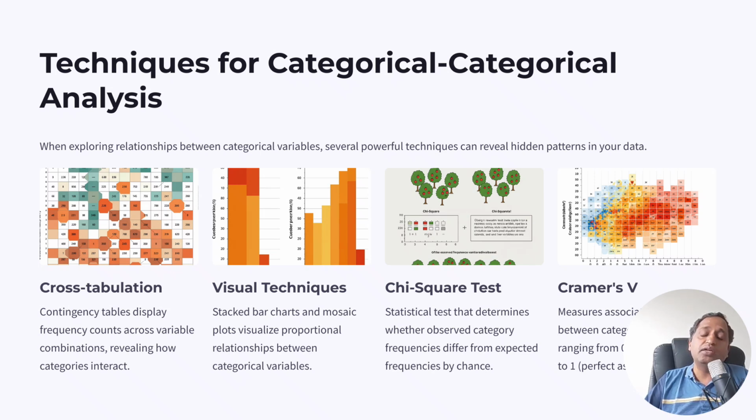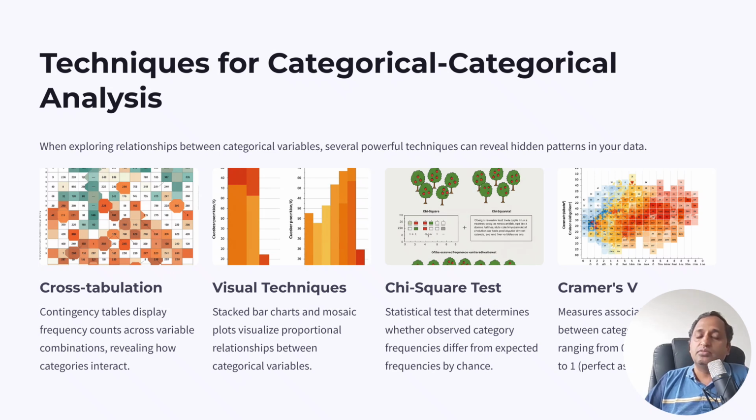We have several effective techniques at our disposal. One is cross tabulation. This is the simplest yet most powerful tool, which we saw in the previous slide. Think of it like a frequency grid. It shows how often each combination of category values occurs. It helps you quickly spot patterns or imbalances across groups.